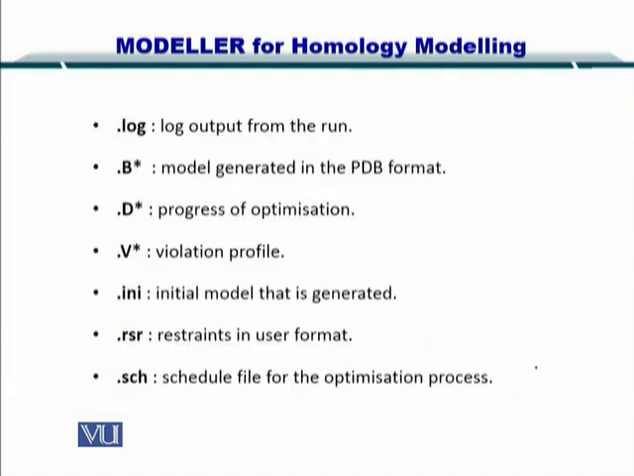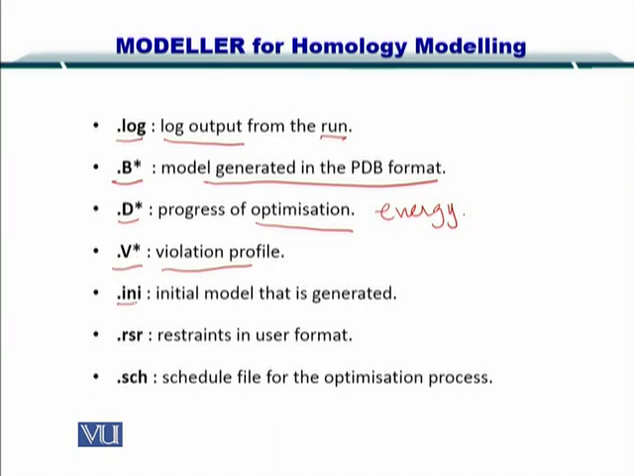Amongst the outputs, you have the .log file, which logs the output from the run, the model generated in the PDB.B file, and the progress of optimization in the D file, where optimization would be based on the energy optimization and rotamer configuration. The violation profiles are provided in the V file. The initial model that is generated, as I just mentioned, is in the INI file. The restraints which the user may impose on the predicted structure are in this file, and the schedule for the optimization process is given here. So these are some of the output files that are given out.